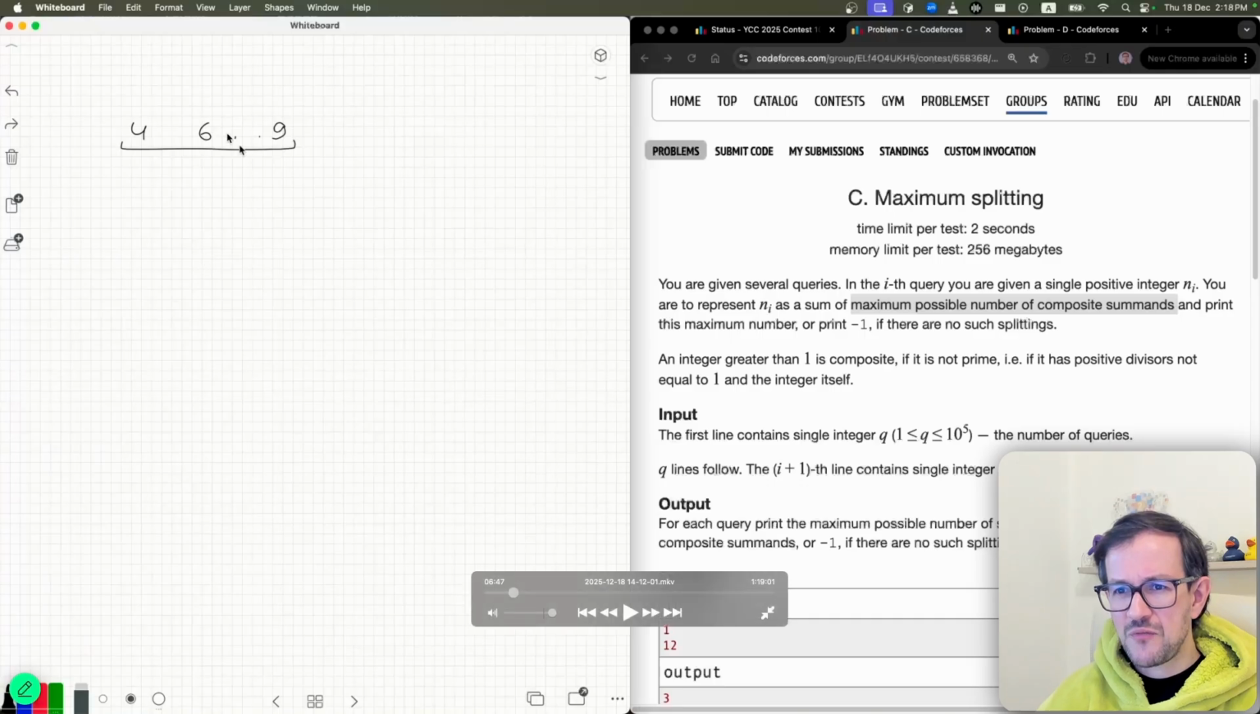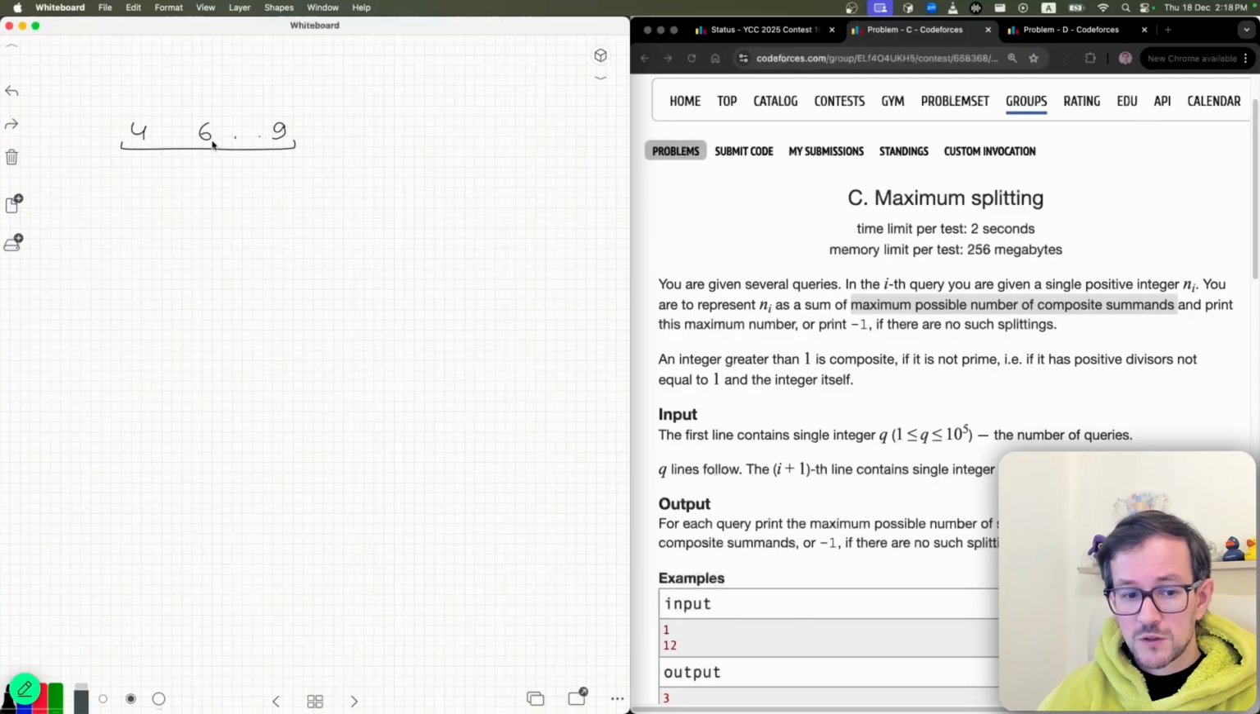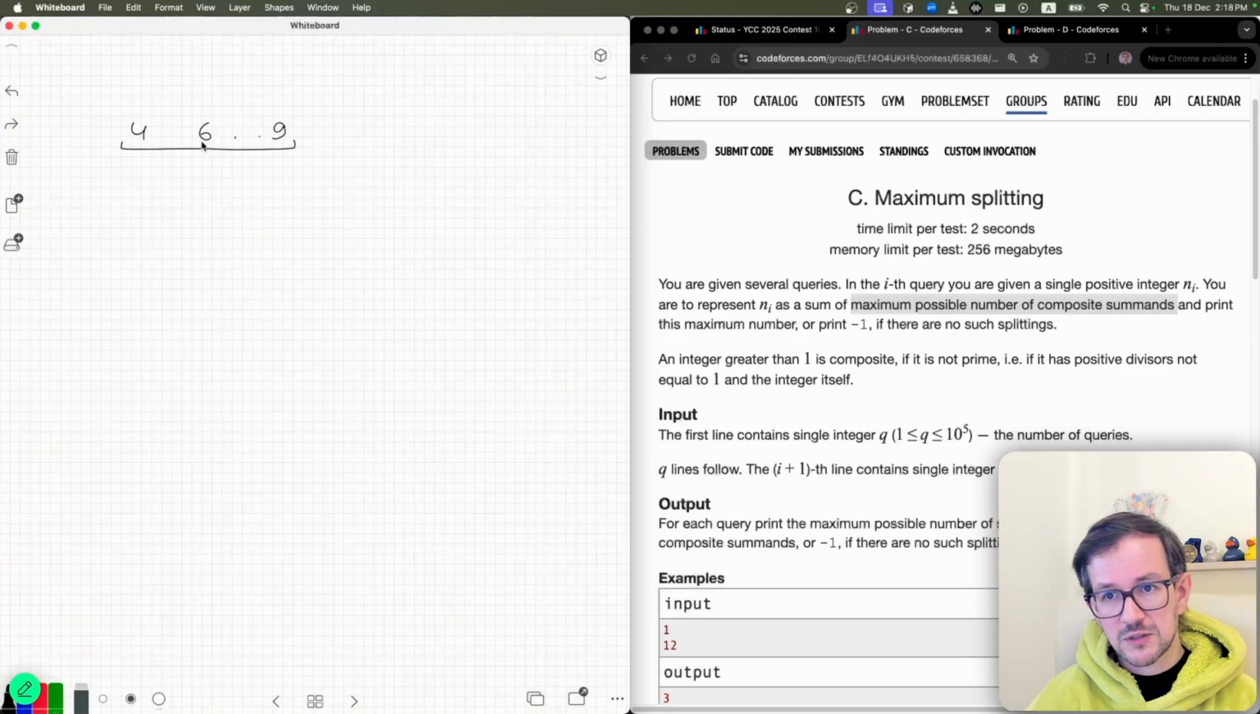I thought a little if I need numbers more than 9, but the next composite number is... 9 is composite, 11 is prime, 13 is prime, 15. Okay, you definitely don't need to use 15. Yes, instead of 15, you can make 9 and 6. So that's it. You only need these 3 numbers, and you just compose.